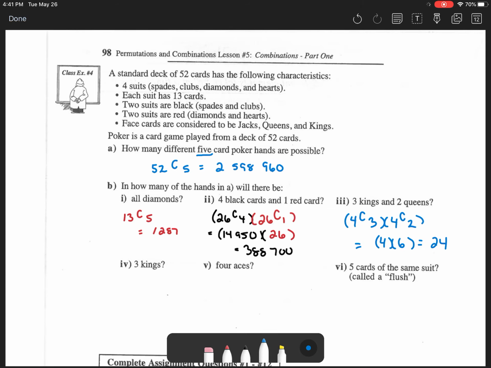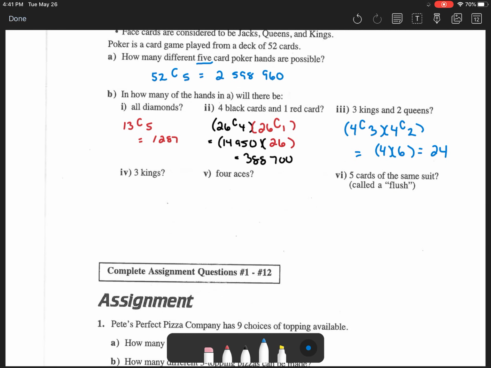4 choose 2 is 6. Oops, I lost my pen there. 4 choose 2 is 6. Okay, so that's a total of 24. All right, just about done.